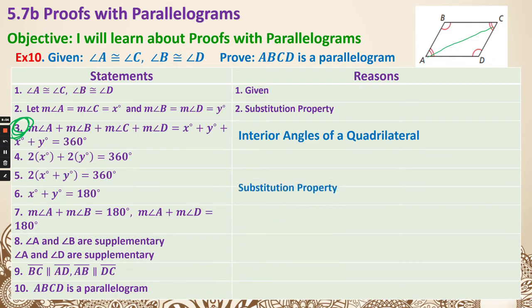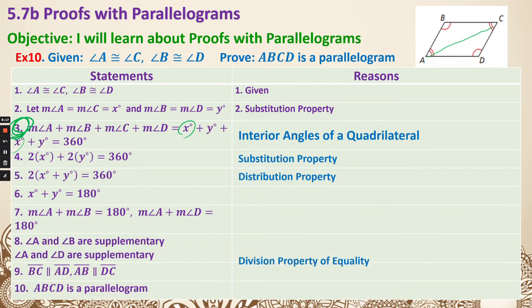So we have 2x and 2y. That is going to be substitute property. We're just going to put them together. And next, we're going to take out the 2. So that is actually the opposite of distribution, but it's still distribution property. Next, divide both sides by the 2. We got x plus y equals 180.